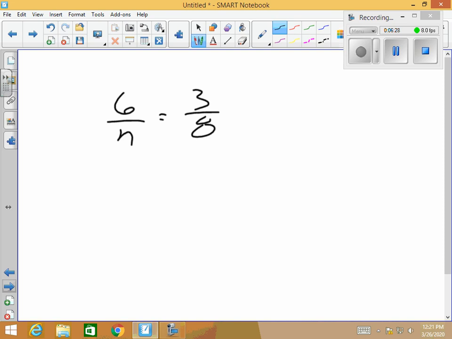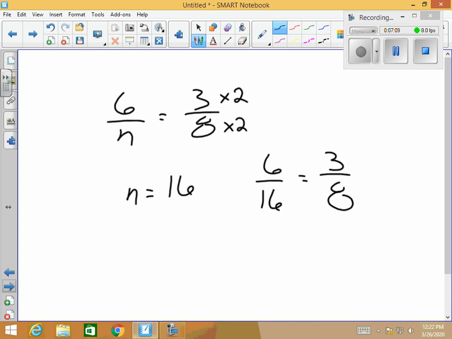Right now I'm looking at a 6 on top and a 3 on top in my numerators. And I know that 3 times 2 is 6. Well, that's great. So there's times 2. When I do the top, I got to do the bottom. So if 3 times 2 is 6, then 8 times 2 has to be whatever n is. In this case, n then is 16, because 6/16 does equal 3/8.